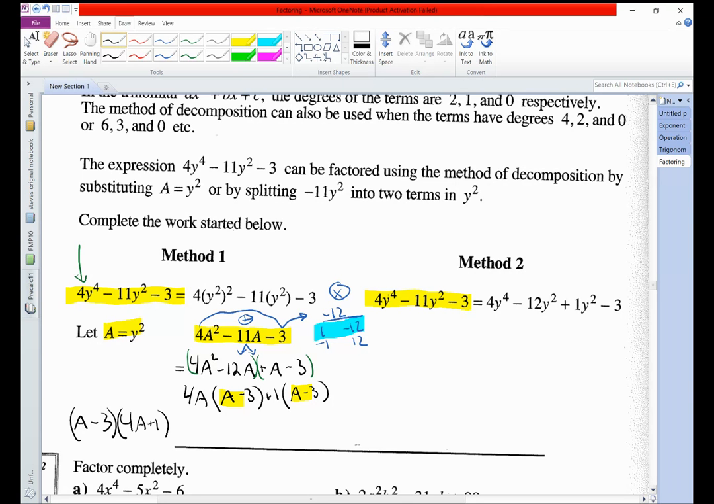We know that capital A equals y squared. That's what we set up at the start of this problem. So the actual answer is we're going to put y squared back where we see any a value. So now we have y squared minus 3 and 4y squared plus 1. And that's our final answer there.